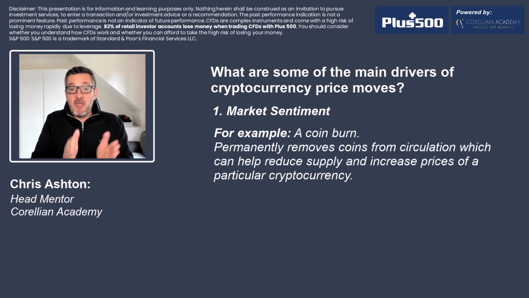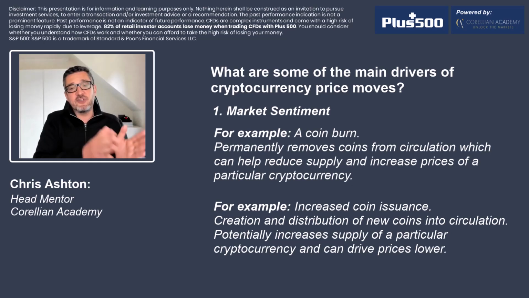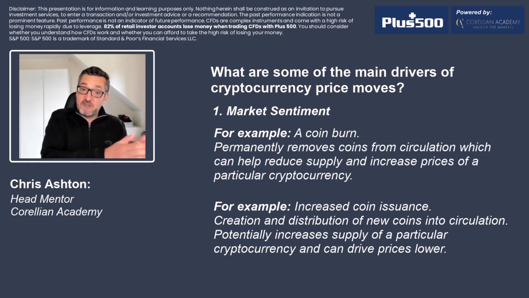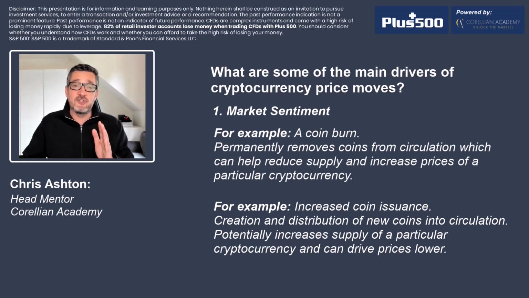future. This reduction in supply can help increase the price of a particular cryptocurrency, like a share buyback for individual company shares. The opposite of this is known as an increased coin issuance, which is the creation and distribution of new cryptocurrency into circulation. This increases the supply of a coin and can potentially drive the price lower. Just remember, these events are often scheduled, so the market may move in a certain direction in anticipation of an event, and then reverse as traders look to exit positions.